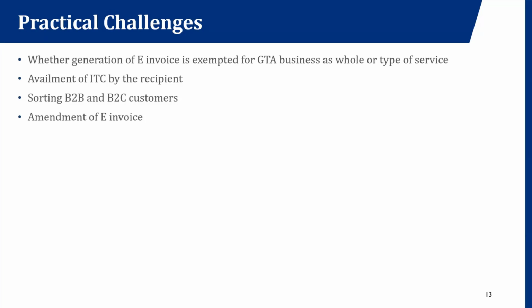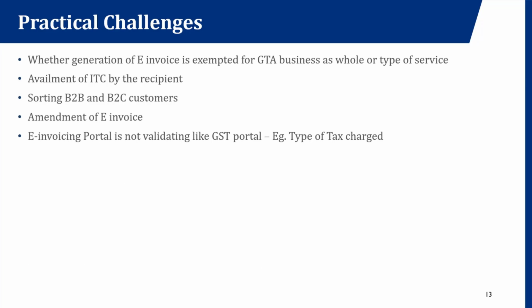One more issue the client faced this time was the type of tax: CGST, SGST and IGST. The customer had wrongly charged CGST and SGST in place of IGST. The actual tax to be charged was IGST, but while generating the e-invoice, they had mentioned CGST and SGST. Here they were not validating. This was my next point.